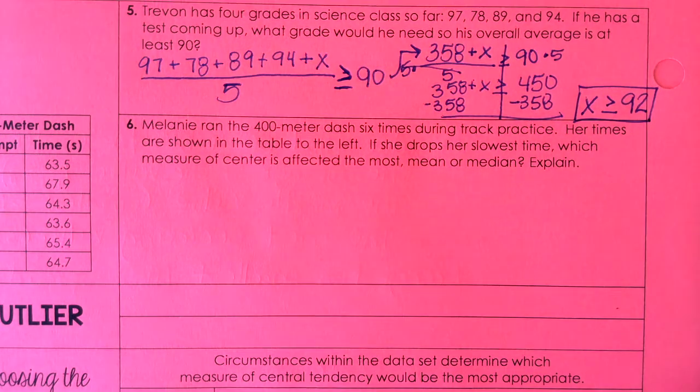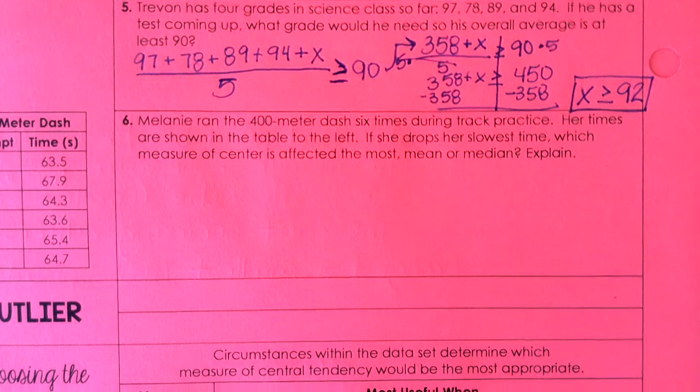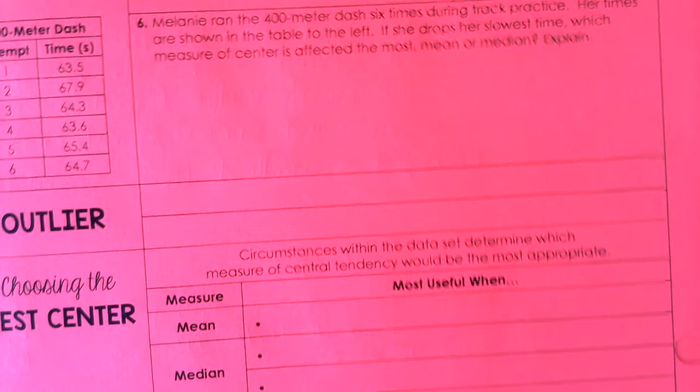So that's how you'd find one if they asked us to figure out they wanted to get this certain grade or they wanted to get this certain amount, what would they have to at least get? Okay. We're going to skip number 6 and we are going to jump down to our outliers.